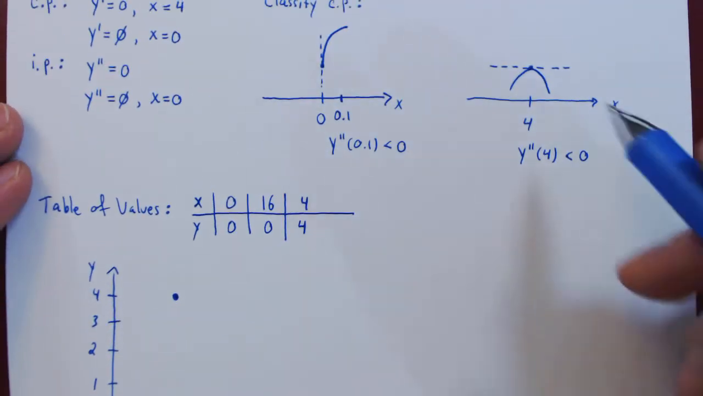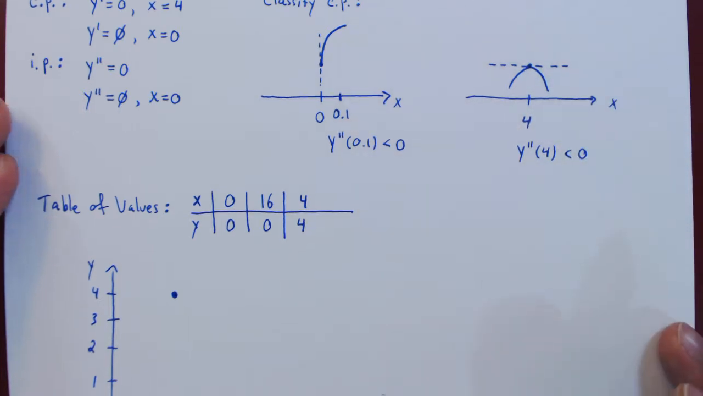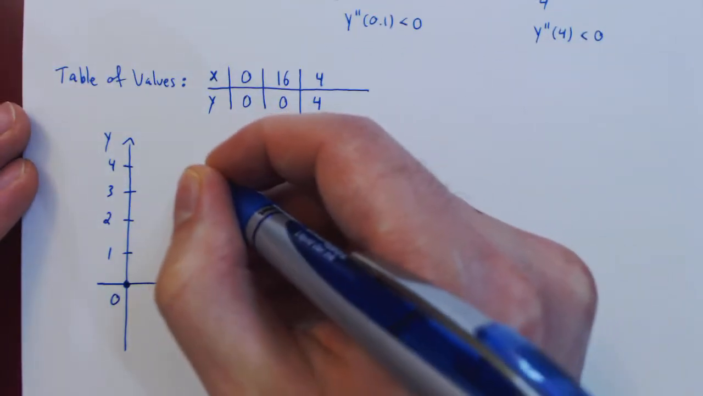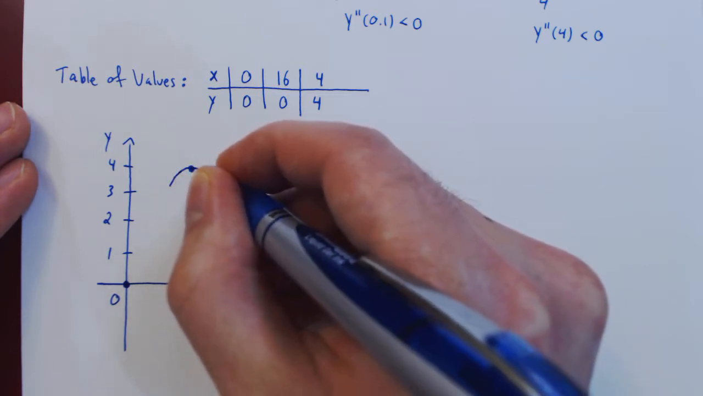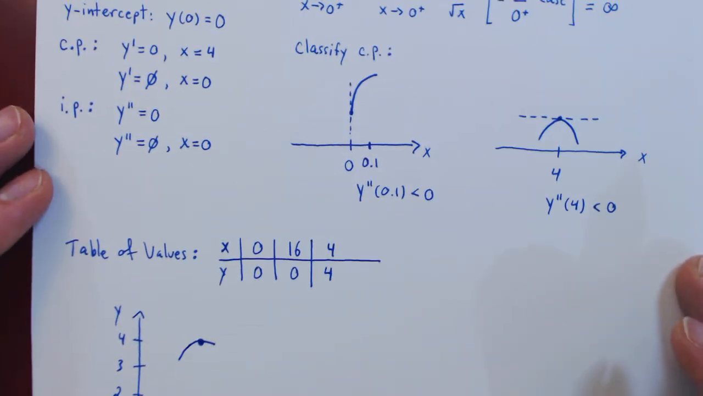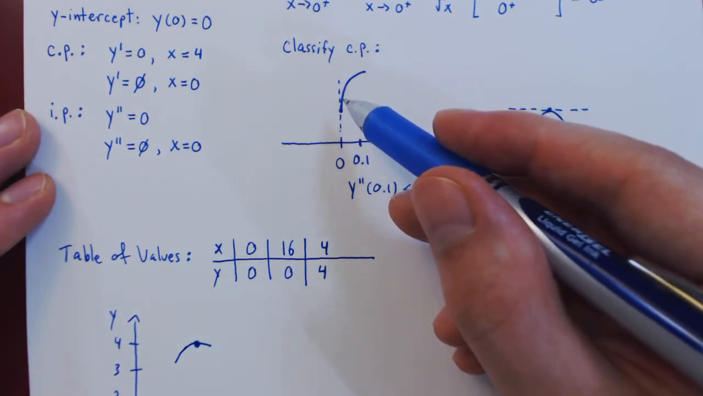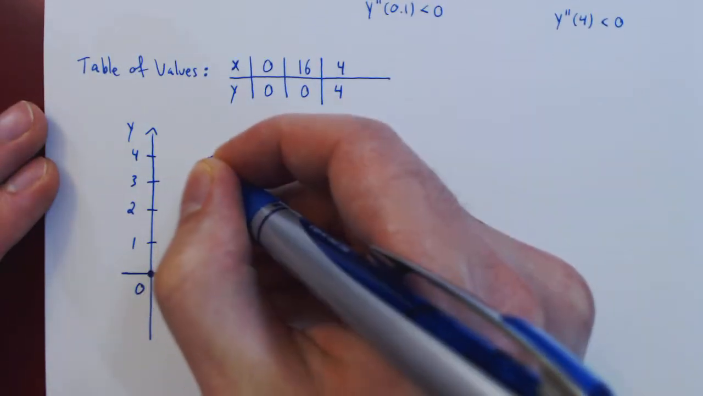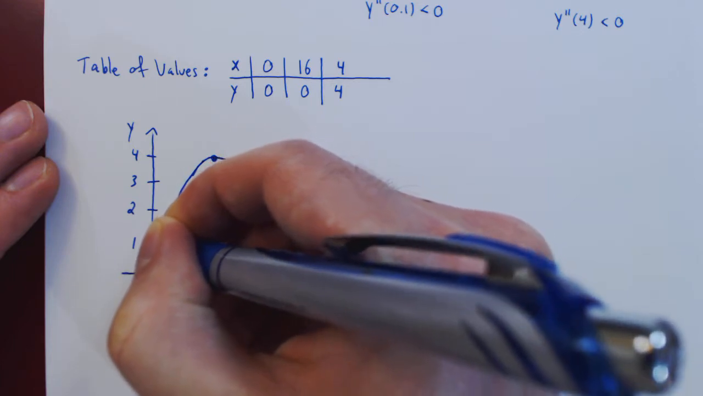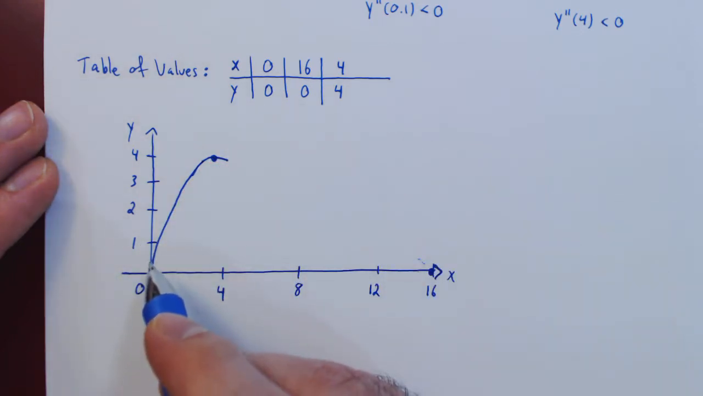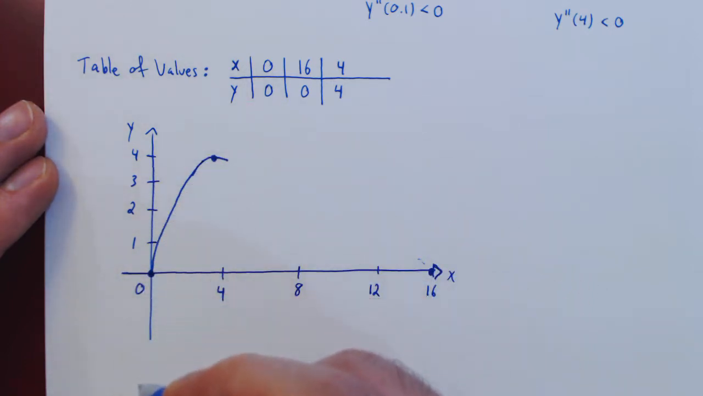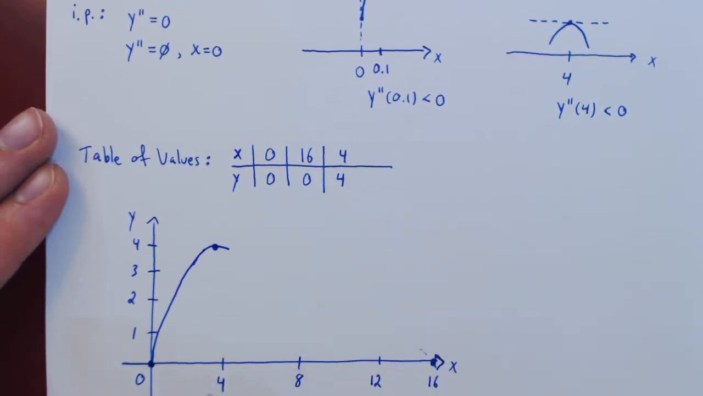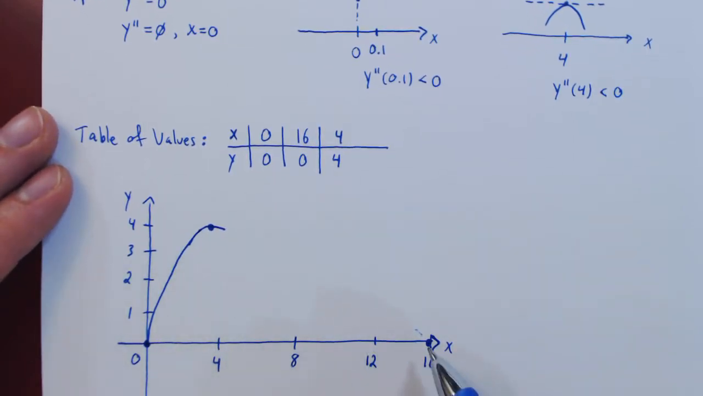Let's include our classification of our two critical points. So at 4, the curve is a local maximum. At x equals 0, our other critical point, the curve becomes more and more vertical. And at x equals 0, the curve is perfectly vertical as the tangent line is the y-axis. And if you look between x equals 4 and x equals 16, there are no critical points or inflection points, so the curve cannot change its behavior as it is decreasing concave down. It will remain decreasing concave down on this entire interval.